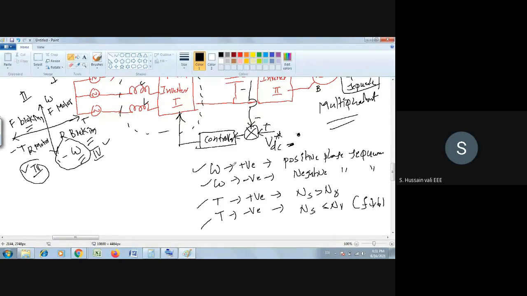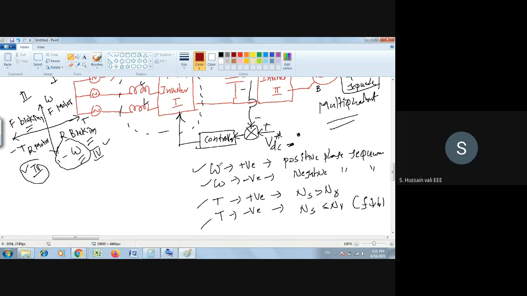Where is that here now? When torque is negative, speed is... Can we say like this, sir? When torque is positive only, it's motoring. When torque is negative, it's all braking. And in the case of the third and fourth quadrant, when torque is negative, it's motoring, sir.